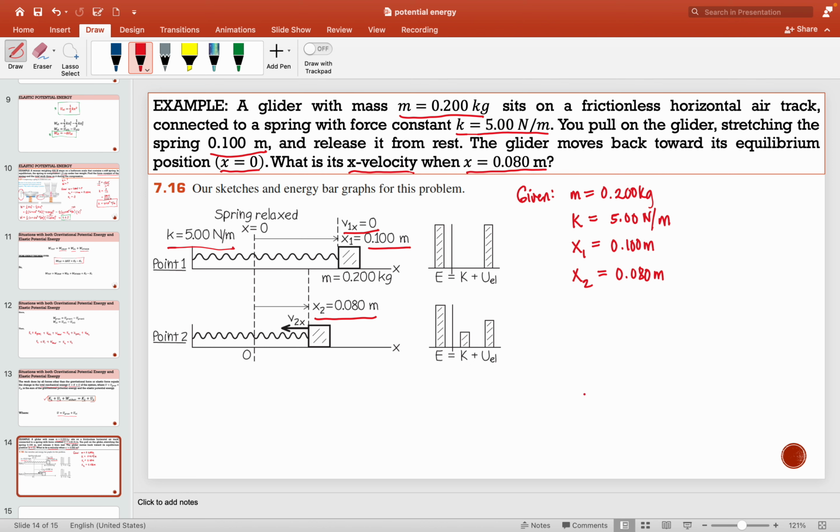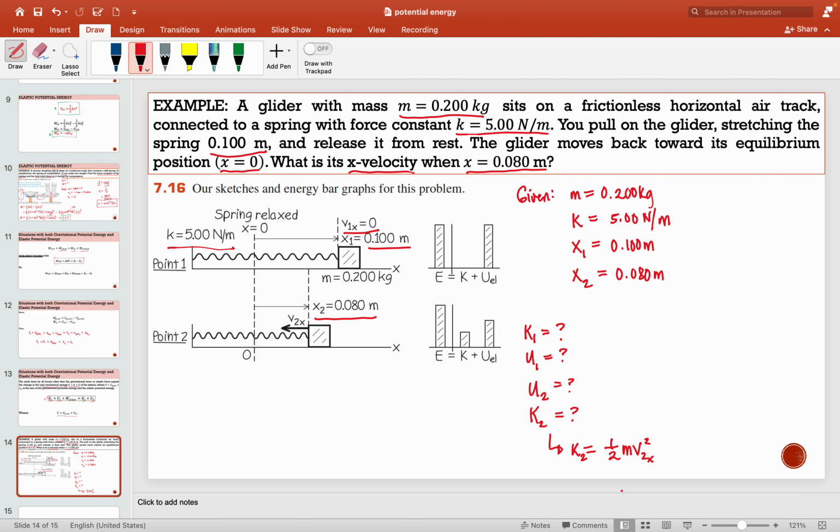So what we need to do is solve first for K sub 1, U sub 1, U sub 2, and the last one is K sub 2. Why is K sub 2 last? Because, as we know, K sub 2 is equal to 1/2 mass times V2x squared.